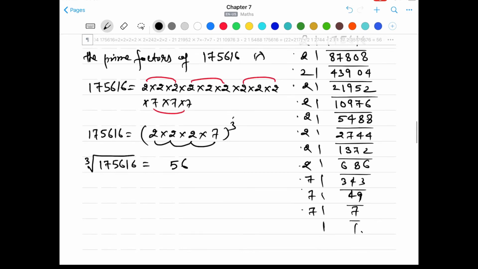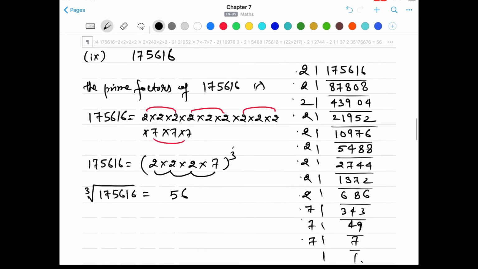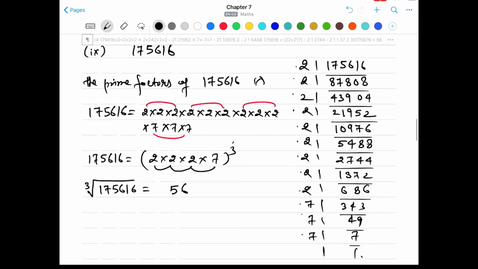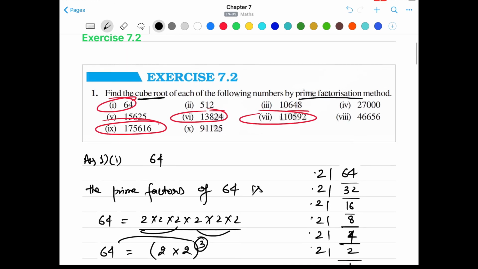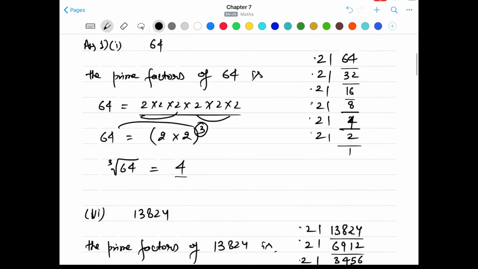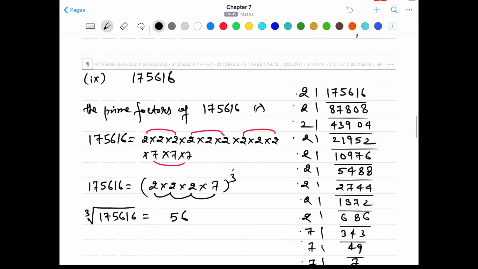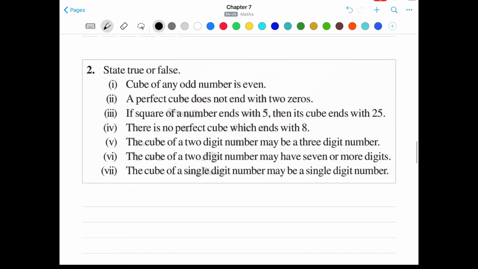Okay, so that's the answer to number 9 of question number 1 of exercise 7.2. I have done the 4 parts, the remaining should be done by you in a similar manner. Now let's move to question number 2. Here we are given certain statements, and we have to tell which statement is true or false.